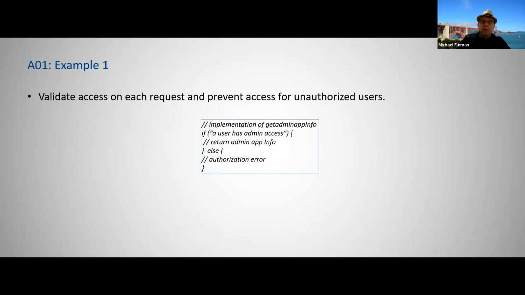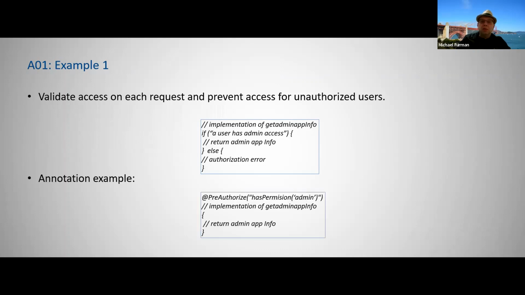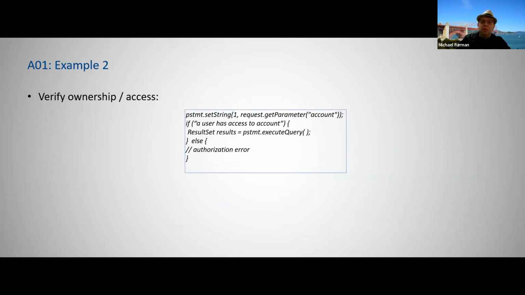If we validate access on each request, then in the implementation you will be able to throw an authorization error and will not allow a regular user to access admin application info. A similar example with annotations, like Spring Security: if we authorize and check permission, and the user does not have permission, then there will be an authorization error. Okay, verify ownership access for the second example. Just before executing the query, ensure that the user has access to this account, and in this case just perform the query. Otherwise, error. This way will allow you to handle the first category of access control.